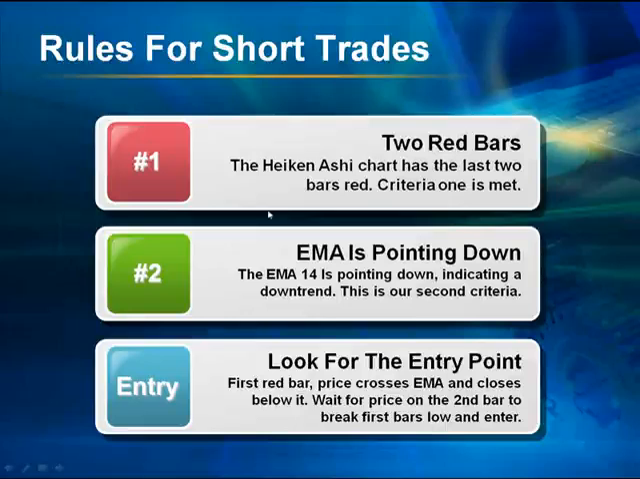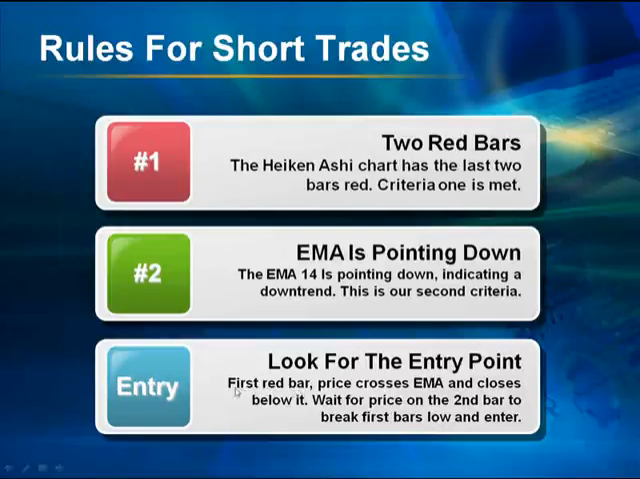When we're looking at the charts, the rules are for finding an entry point. We need to look to find two red bars. So the Heiken Ashi chart has the last two bars as red. That is criteria 1. If that criteria is met, then we look for the EMA 14 to be pointing down, and that's our second criteria. So if both of those criteria are met, we then look for the right entry point.